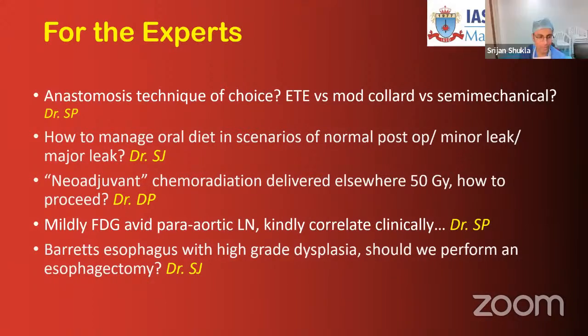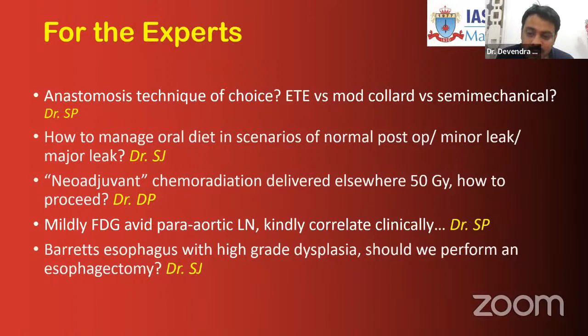Perfect. Excellent points. Our third question is, a patient has come where neoadjuvant chemoradiation has been delivered elsewhere at the dose of 50 gray or sometimes 54 gray. How do we proceed in such scenarios, Dr. Parikh? So then it depends upon the location of the disease segment.